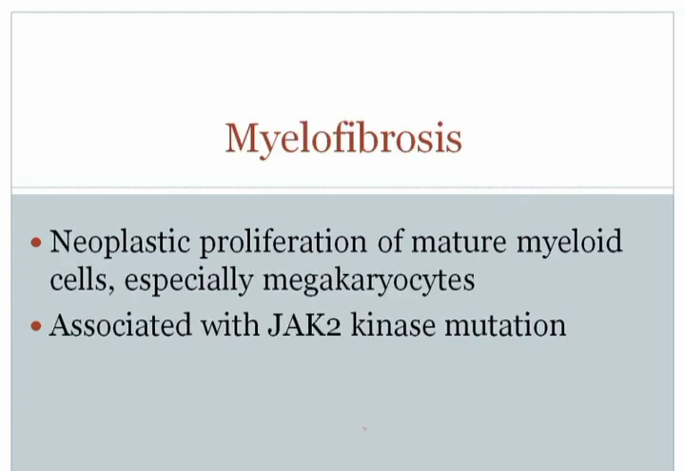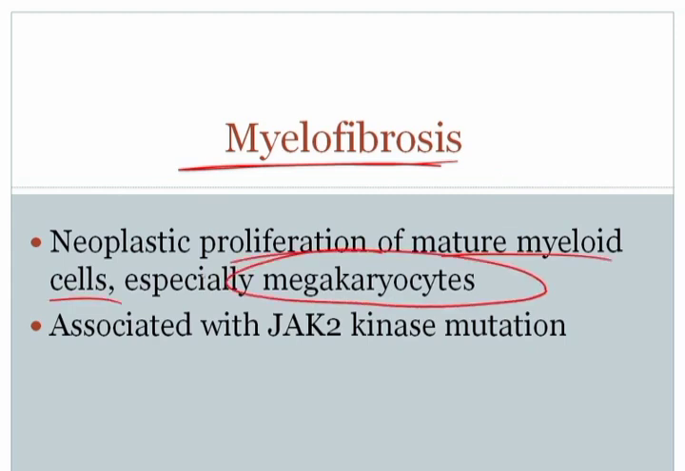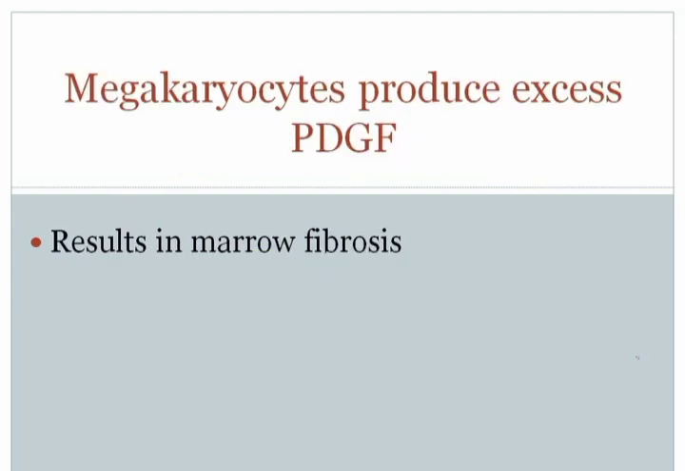The fourth of the myeloproliferative disorders is myelofibrosis. In this particular case, we get a neoplastic proliferation of mature myeloid cells, particularly the megakaryocytes. Again, driven by a JAK2 kinase mutation. The megakaryocytes produce excess platelet-derived growth factor, and that platelet-derived growth factor then results in marrow fibrosis, which creates the classic myelofibrosis that we base the name of this disease on.